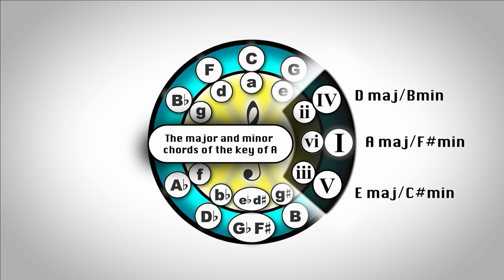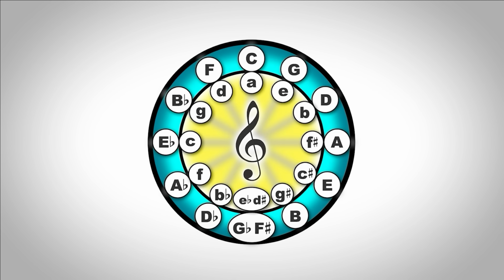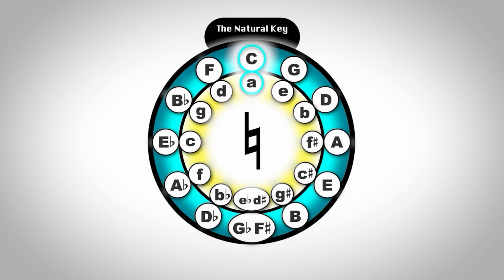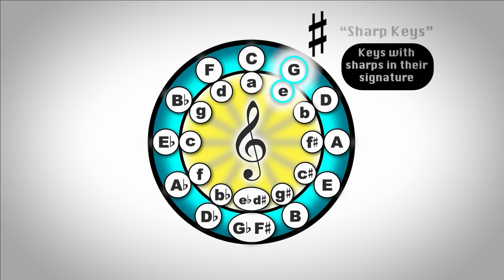But the circle is not simply a tool for finding 1-4-5 major and 6-2-3 minor chord patterns. Its original and primary function is to organize diatonic keys and their key signatures for purposes of composition and harmonic analysis. The key of C, the natural key with no sharps or flats, is at the top. Keys with sharps are on the right side of the circle, and keys containing flats are on the left.